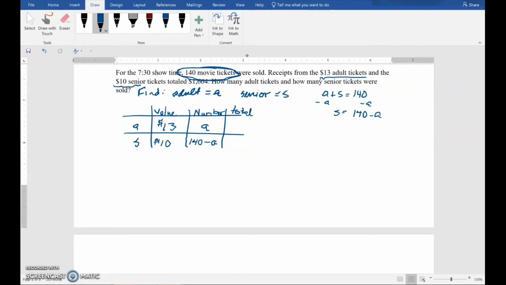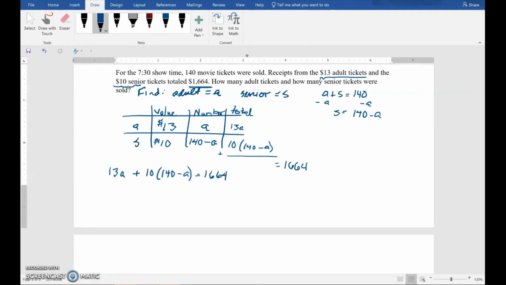And so then we were saying value times number gives us our total. So this becomes 13A, and value times number, so this becomes a 10. Remember to put this one in parentheses because you have more than one term. And then when we add these together, they have to equal the 1,664. So let's do that. 13A plus 10 times the parenthesis, 140 minus A has to equal 1,664.